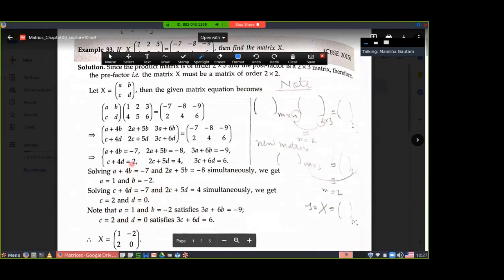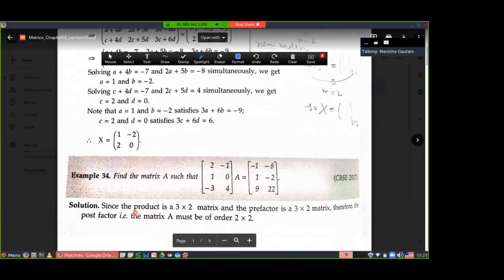Now what is the matrix? A, B, C, D. Put the values of A, B, C and D. You will get the matrix 1, -2, 2, 0, a 2 by 2 order matrix. This is the way to calculate a matrix which is unknown to you under the given conditions.